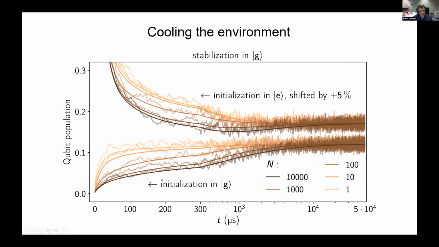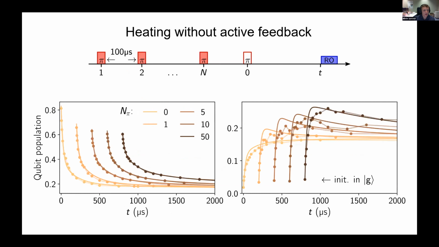The solid lines here are plotted with the same parameters as in the previous plot. What we can also describe now is the experiment I showed you in the beginning, the experiment from Gustafsson. Here on the left, we have the relaxation for different numbers of pi pulses.